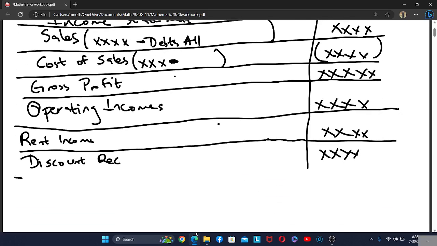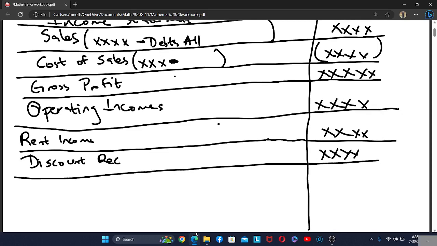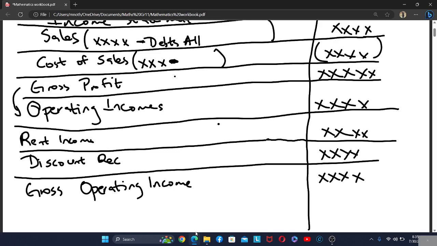And then after that, we are going to have the gross operating incomes. Now, how do we get the gross operating incomes? To get the gross operating income, we must say gross profit plus the operating incomes. Then you are going to get the gross operating incomes.